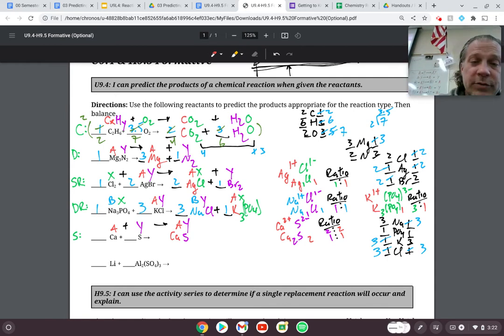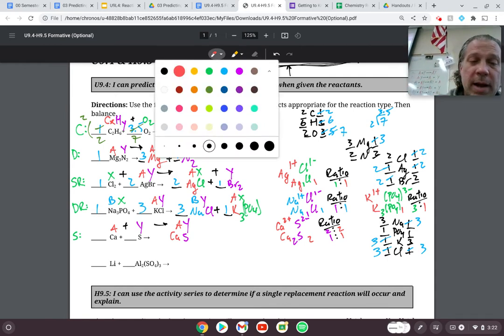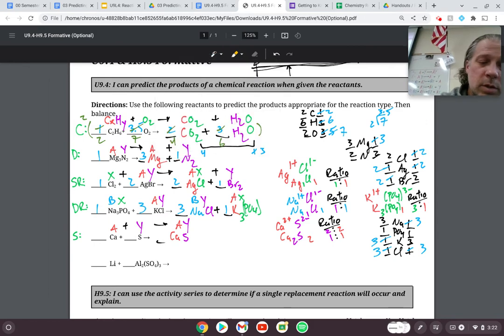So I still need to balance this particular one. So when I go to balance this one, oh, look at that. I don't have to do much. I have 1 calcium on the left side, 1 calcium on the right side, 1 sulfur on the left side, 1 sulfur on the right side. So I'm not even going to do the little tree thing. I'm just going to leave it like that.